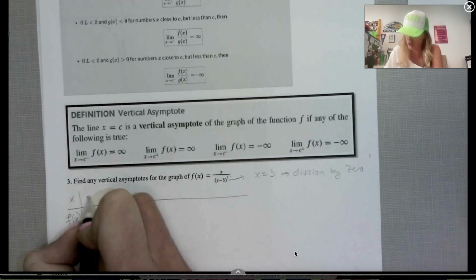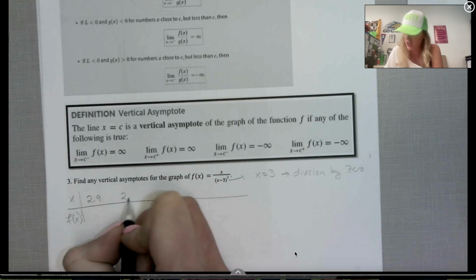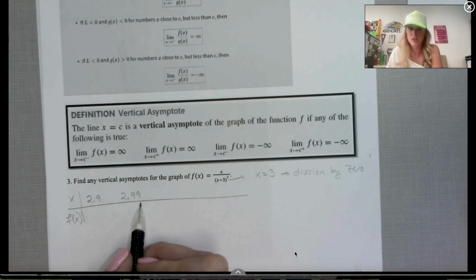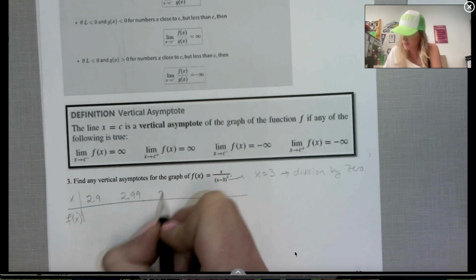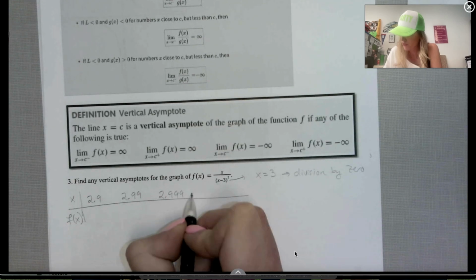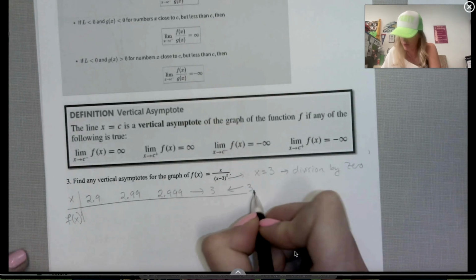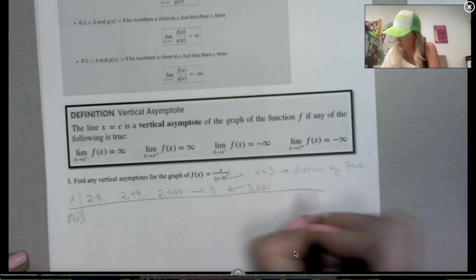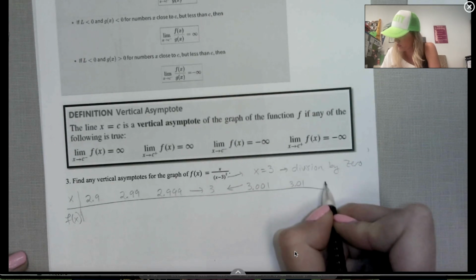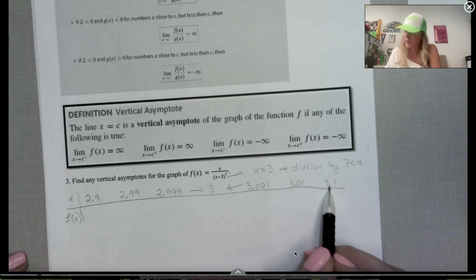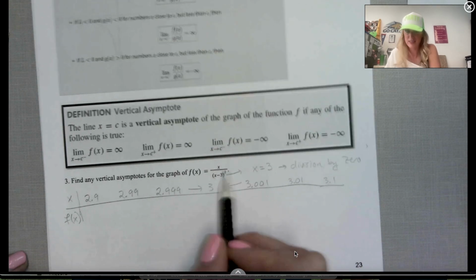So we're going to do the usual. We're going to pick some very close numbers to 3 that are less than 3, right? So we're approaching 3, and then we're approaching 3 from the right as well. So like 3.001, 3.01, 3.1.